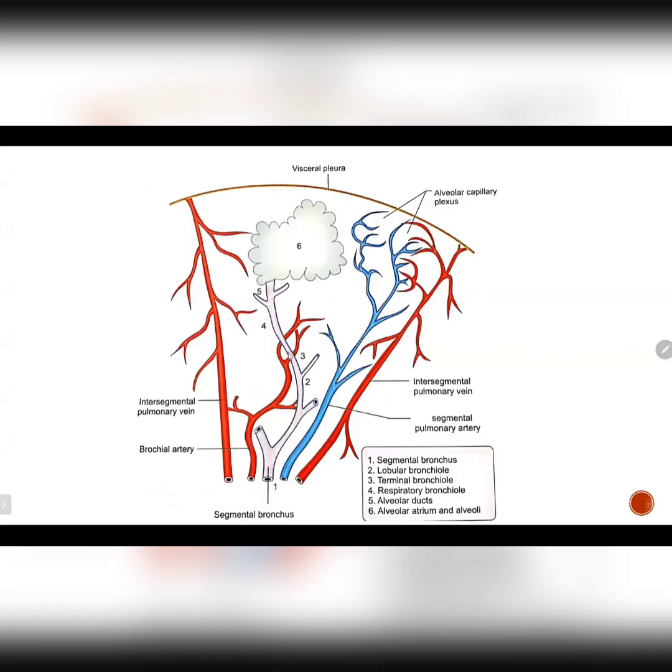Accompanying it is the bronchial artery, and this blue structure is the segmental pulmonary artery. Even though it's a pulmonary artery, it is colored blue because the pulmonary artery carries deoxygenated blood. So these contents are within the bronchopulmonary segment, whereas the intersegmental structure is the pulmonary vein. Please keep that in mind: pulmonary veins are intersegmental, and the pulmonary artery is within the bronchopulmonary segment.